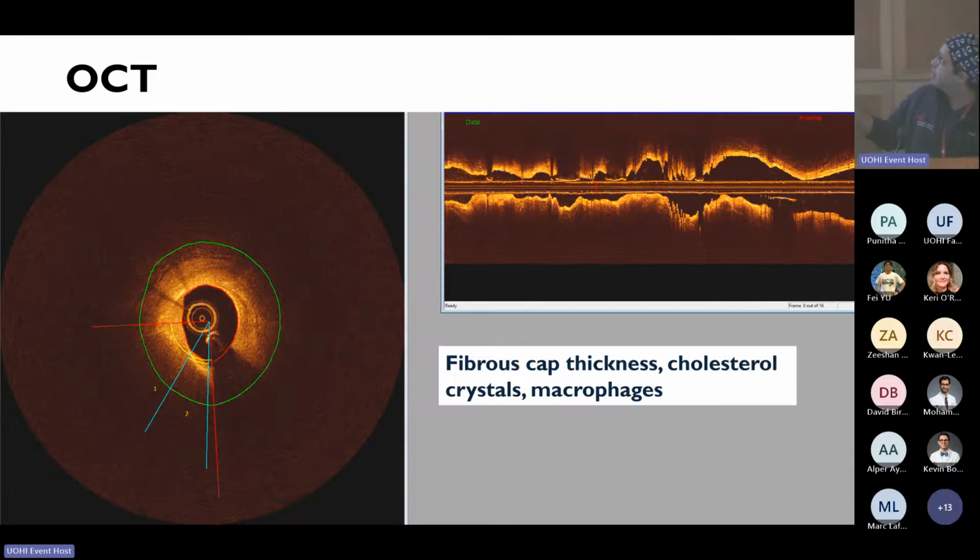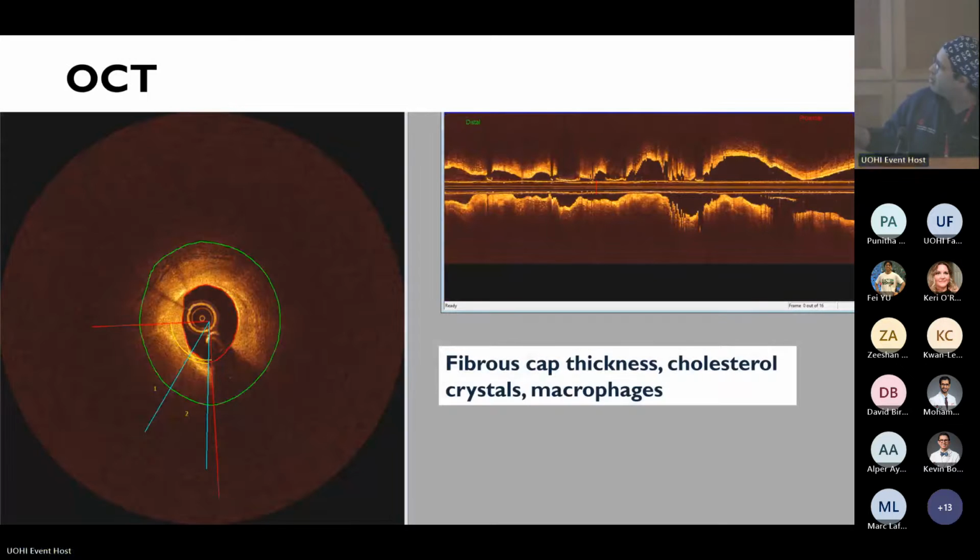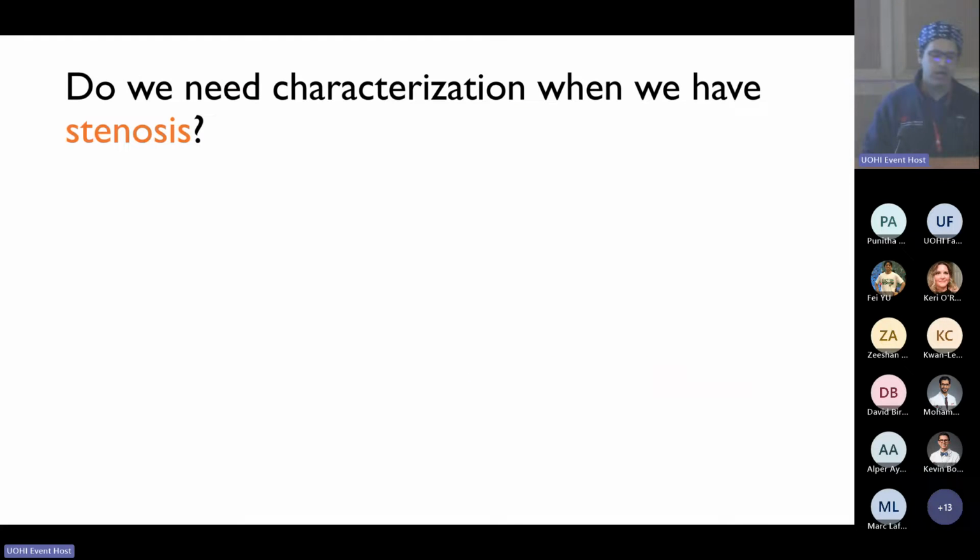OCT gives you a similar kind of picture, of course with much higher sharpness of the lumen. And you can see other things here. You can measure fibrous cap thickness, cholesterol crystals can sometimes be seen, and macrophages can sometimes be seen as well. That blue arc there is actually macrophages inside the wall. This is the same patient. This was studied by IVUS and then OCT. And here we've got a patient who had, if I go back, necrotic core and macrophages along the same arc.